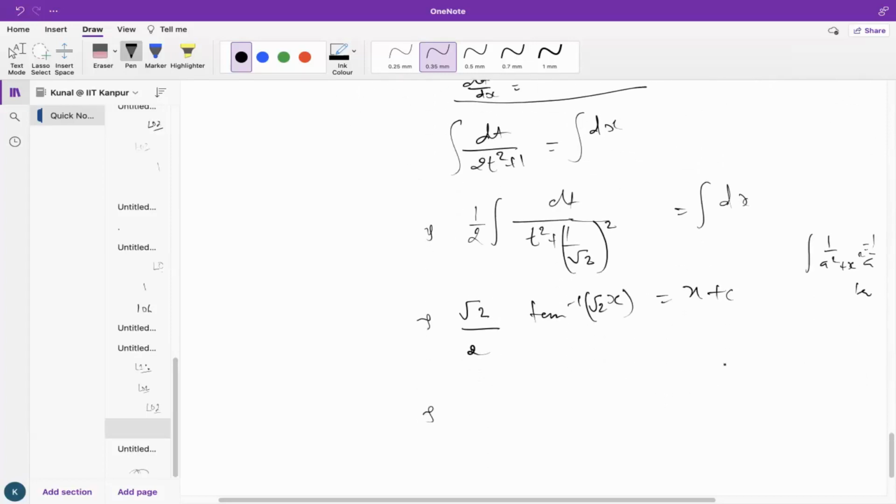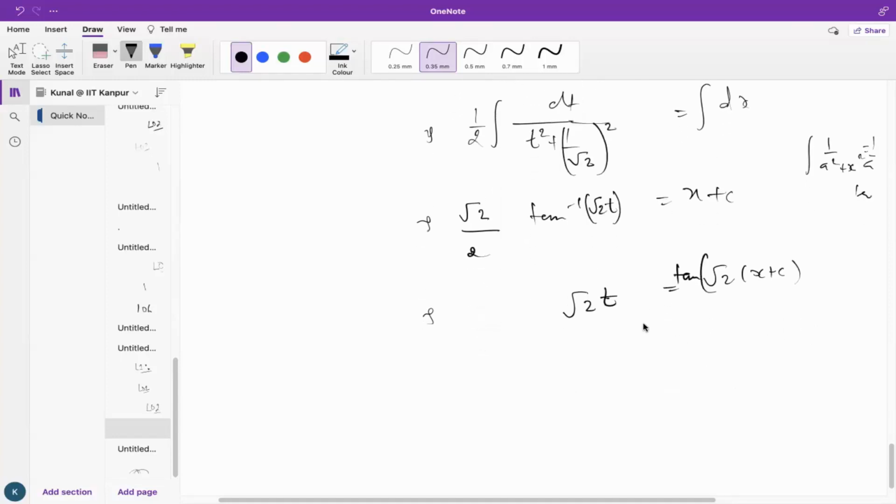So here we will get root 2t plus c is equal to root 2x. There will be, I changed the variable actually, है ना? This is the blunder, root 2t. So root 2t actually is equal to tan of root 2x plus c. Now, what is the value of t?